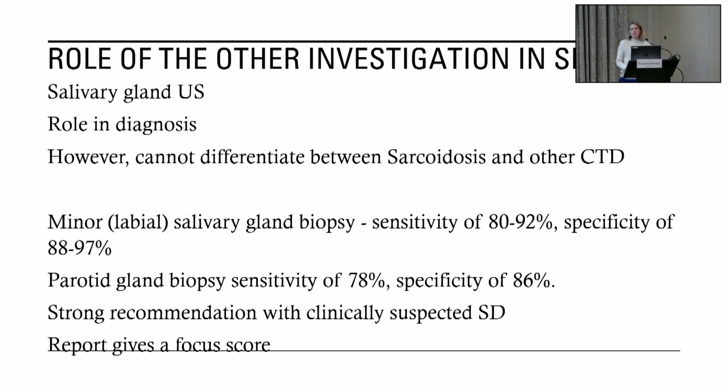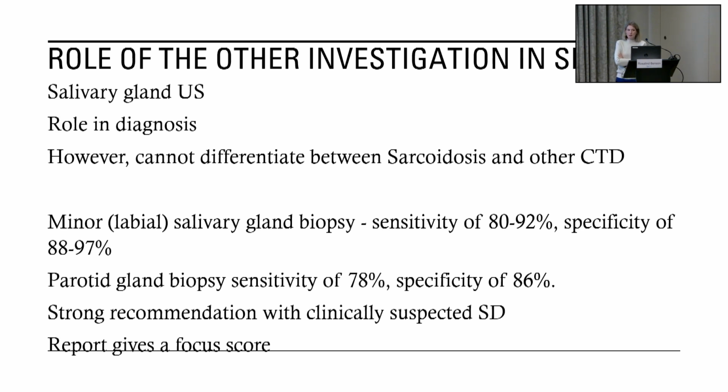In terms of other investigations, we think about salivary gland ultrasound. That can be quite useful to look for any enlargement of the salivary glands and lymphocytic infiltration. It has a role in diagnosis, but one of the differentials for Sjögren's is sarcoid and other connective tissue diseases, and ultrasound won't be able to differentiate, but it is useful. Particularly if somebody has been referred into secondary care who's ANA negative and has sicca symptoms, it's non-invasive. Then what we might think about doing is referring on for a lip biopsy.